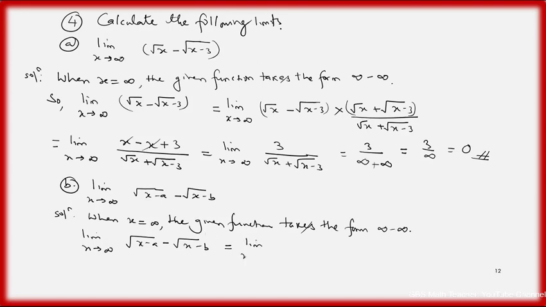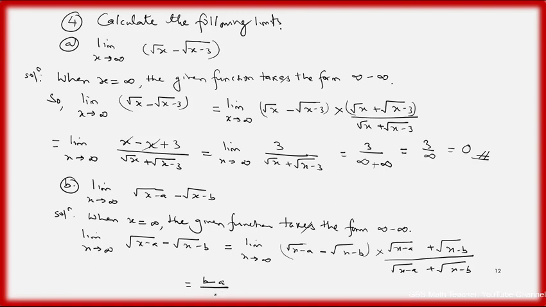Limit x tends to infinity, root x minus a minus root x minus b, times root x minus a plus root x minus b, whole over root x minus a plus root x minus b. Finally, after using this term and the steps, you will get b minus a by infinity plus infinity, that will be 0.